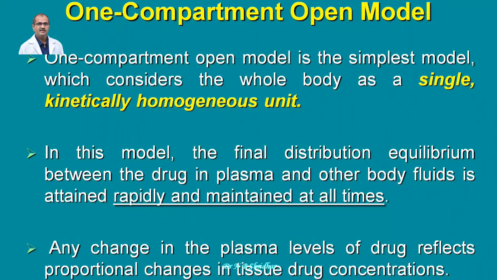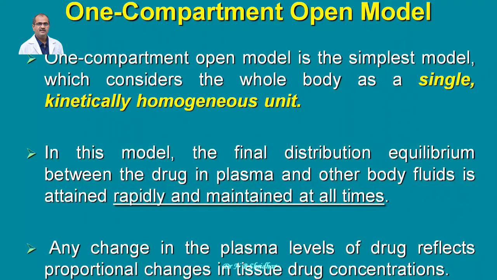So there are various components: one compartment, two compartments, three compartments, multiple compartments, and the non-compartmental model. So what is a one compartment model now? The one compartment open model is the simplest model, which considers the whole body as a single kinetically homogeneous unit.